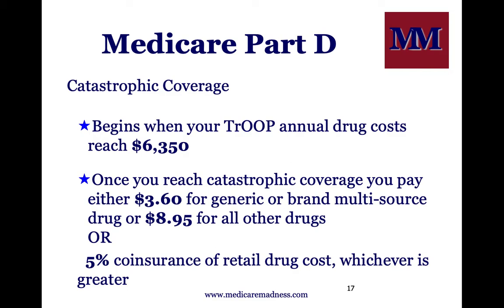This begins when your true out-of-pocket annual drug cost reaches $6,350. At this point going forward, you pay either a set copay of $3.60 for generic or $8.95 for brand drugs. Or you pay 5% coinsurance of the retail cost, whichever is the greater amount.